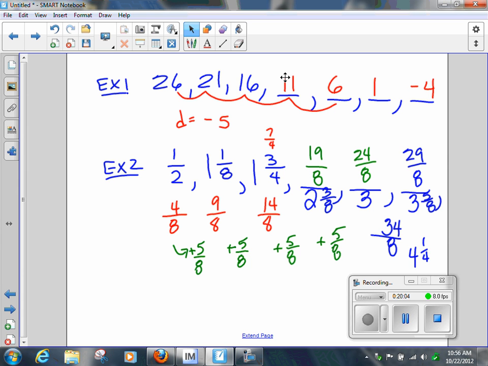Folks, in an SOL test, they're probably going to give you as your options 2 3/8, 3 5/8, 4 1/4. And you got to know how to go in between improper fractions and mixed numbers. This is not the important part, the fractions, but I had to throw it in there. The important part is this.